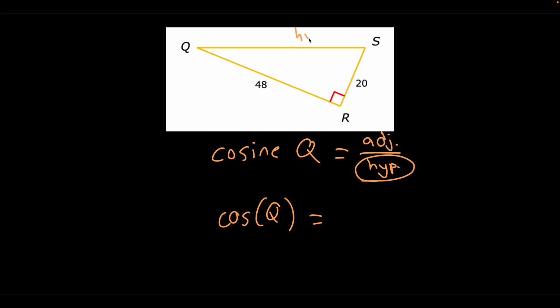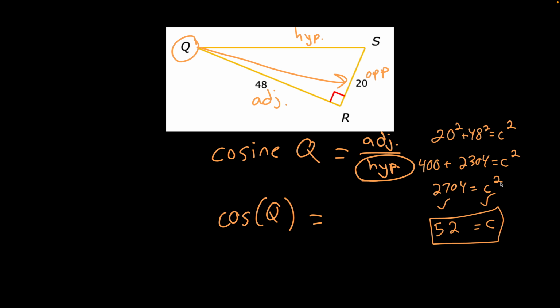Here's our hypotenuse. Let's label stuff. We were looking from angle Q, so this is the opposite side, this is the adjacent side. We need the hypotenuse, but they don't give it to us. However, this is a right triangle, so we can use the Pythagorean theorem to find a missing side. We should already know how to do that, so I'm going to show the work here, but quickly. Here is the work for the Pythagorean theorem, and we get that the hypotenuse is 52.